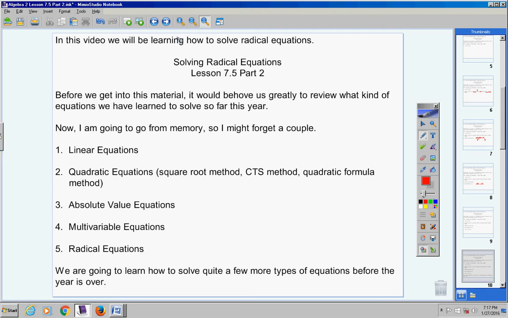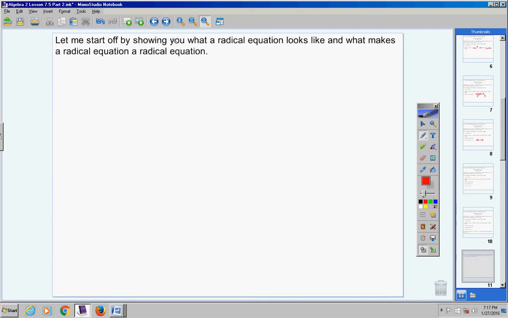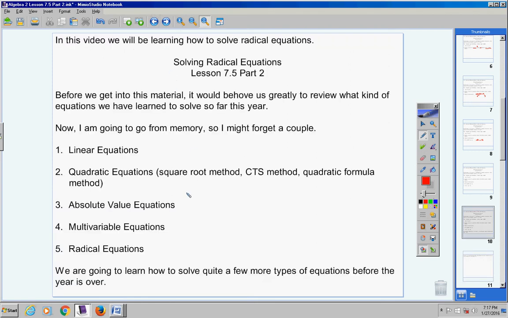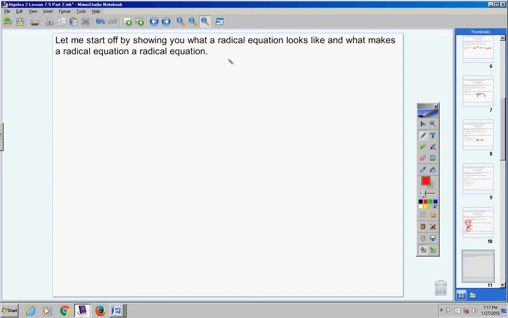Okay? Alright, now, let me start off by showing you what a radical equation looks like, because I'm telling you, students, it's so important when you look at this list back here that you can look at an equation and say to yourself, this equation falls into this category, or this one, or this one, okay? You should be able to do that. Also, I want to explain to you what makes a radical equation a radical equation. So, you can write this example down if you want to. You don't have to, it's up to you.